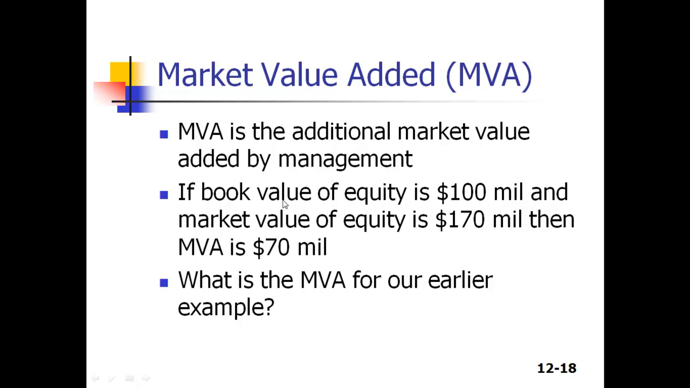So if you start a company, and when you start the company, the book value of equity is 100 million. And 2 years later, let's say the market value of equity is 170 million. Then the market value add is 70 million. Okay, let me just give you a very simple illustration so that everybody is clear about what we mean.